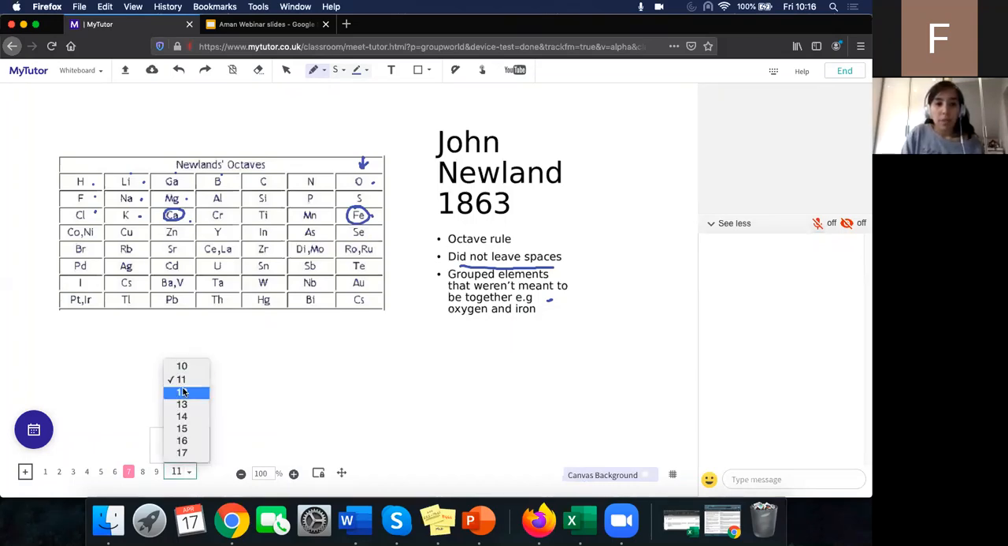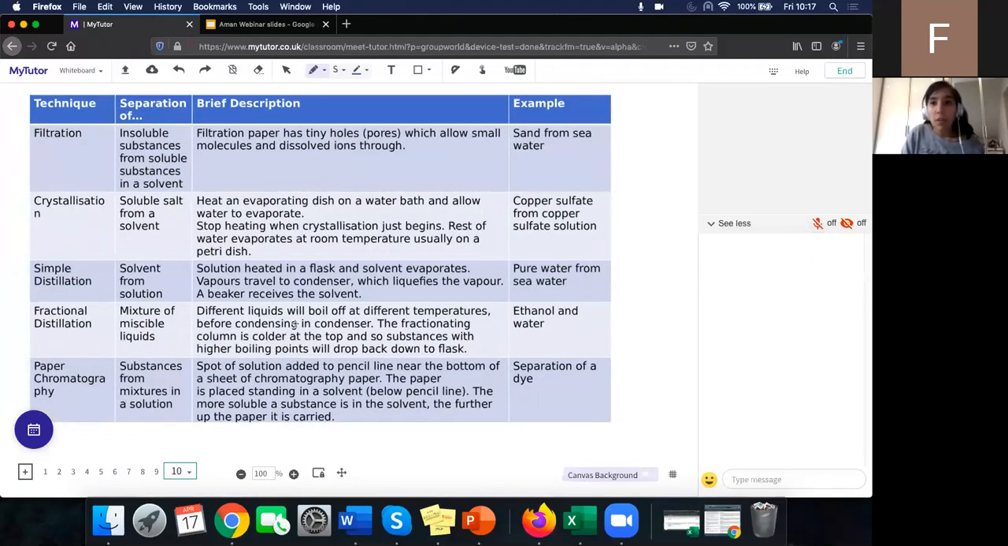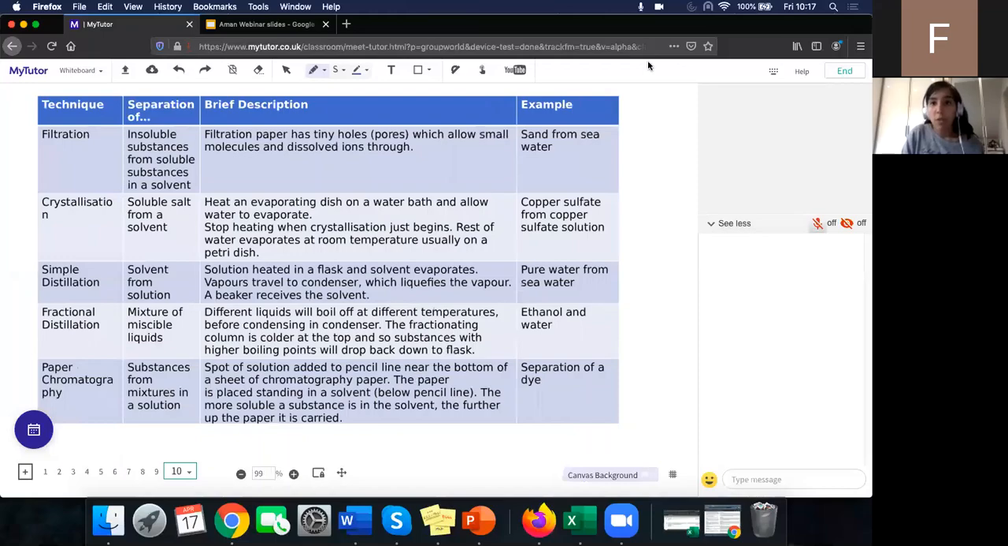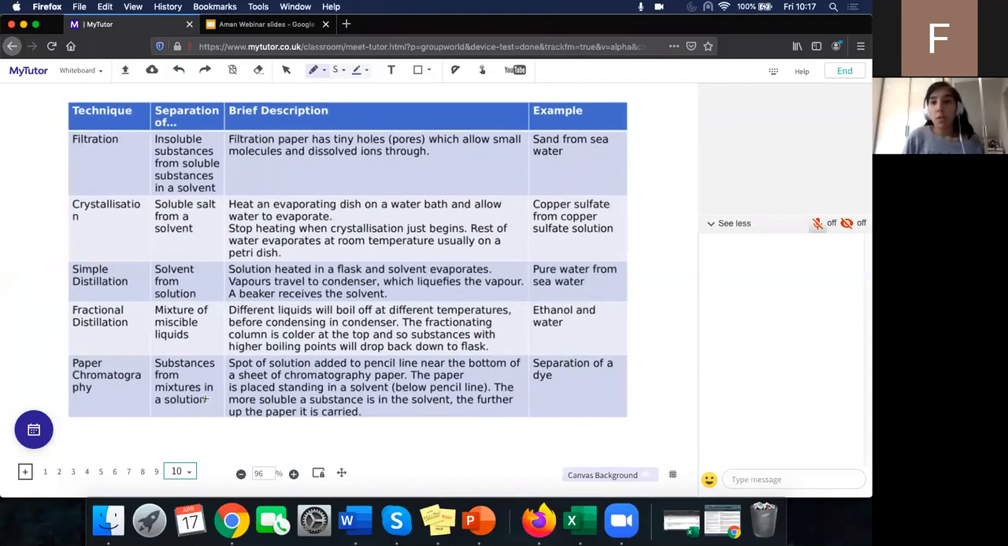Okay, so as a very, very brief summary of what we've covered this week before we do some exam questions, let's go through what we've done. So remember, we started off the week by talking about separation of mixtures. So this is just a table of all the different types of separation methods we went through.